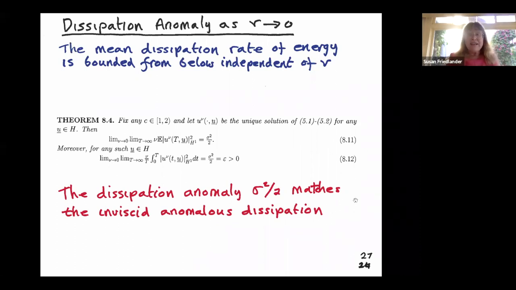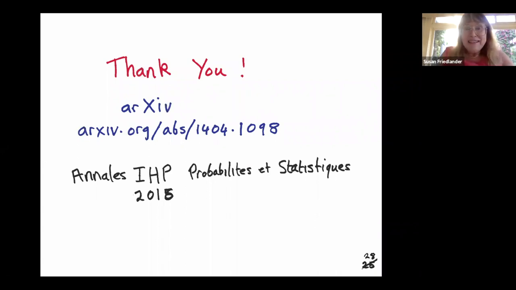So once again, the stochastically forced model produces just what we would like in terms of both Onsager's conjecture, the existence of turbulent dissipation, and Kolmogorov's zeroth law of turbulence. So thank you very much. The paper for the results concerning the stochastically forced model appeared in Annales IHP-E a few years ago. Thank you.